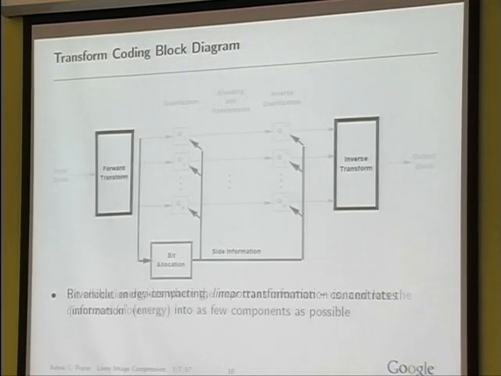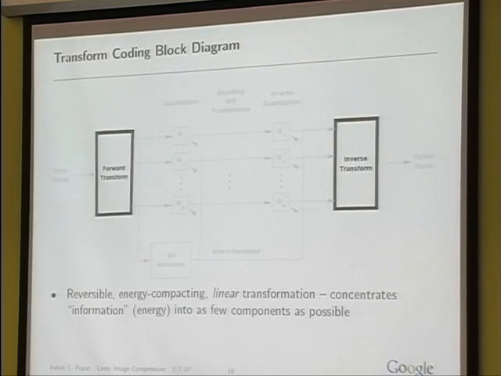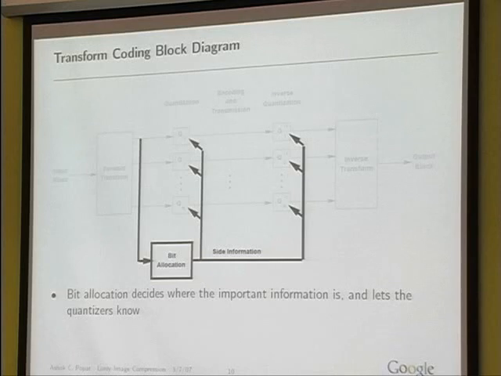Oh, so we'll get back to this. The goal of the transformation is to try to make this vector more compressible in an easy way, and we'll talk about that. So now that we've got the transform coefficients, we're going to allocate bits to the different coefficients and tell the quantizers what those bits are. And depending on how we do it, we may or may not have to transmit that information explicitly to the decoder.